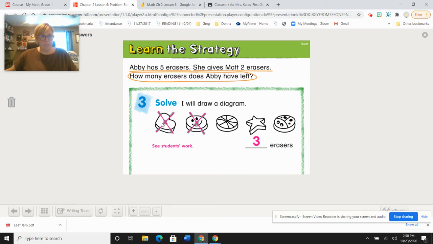So in this example, they X'd out the ones she gave away. How many erasers does she have left? That's right. You're just counting the ones with no X. Count them and tell somebody near you, or just say it out loud, how many erasers does Abby have left? Okay, good job. So all you need to do is trace that 3. All right.